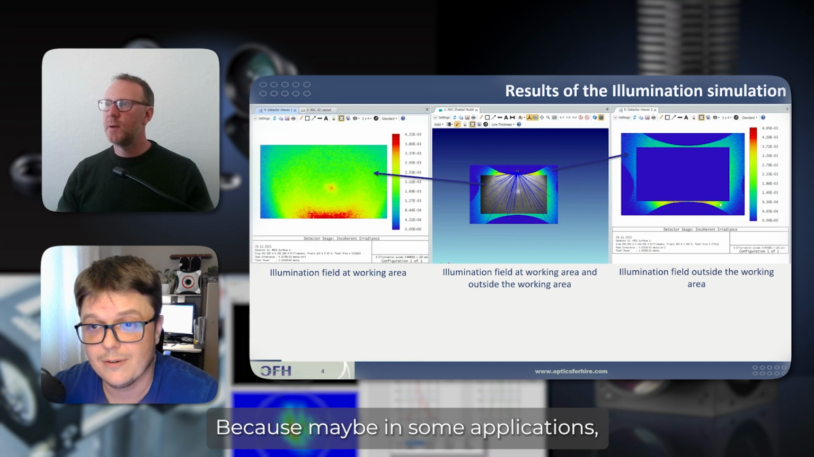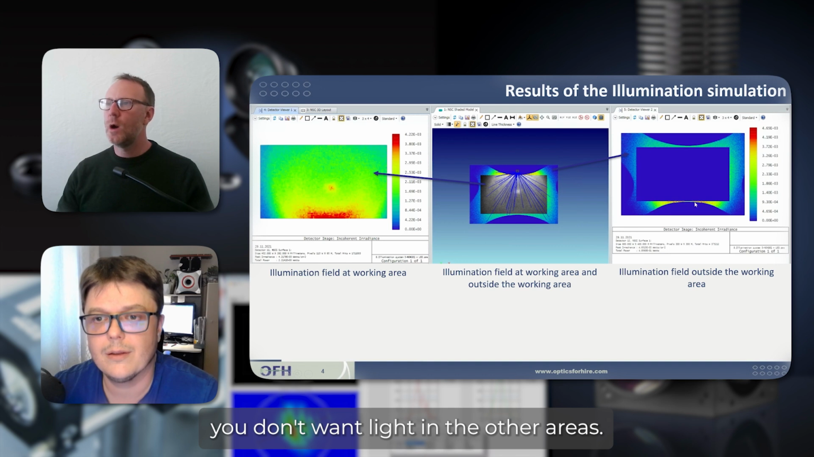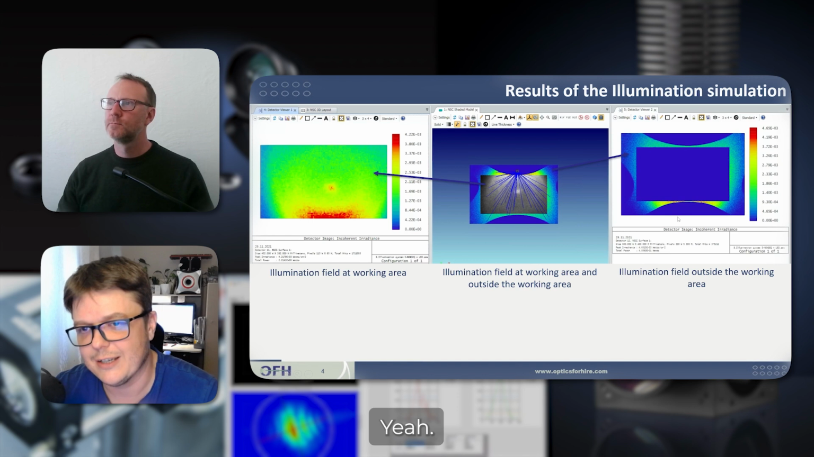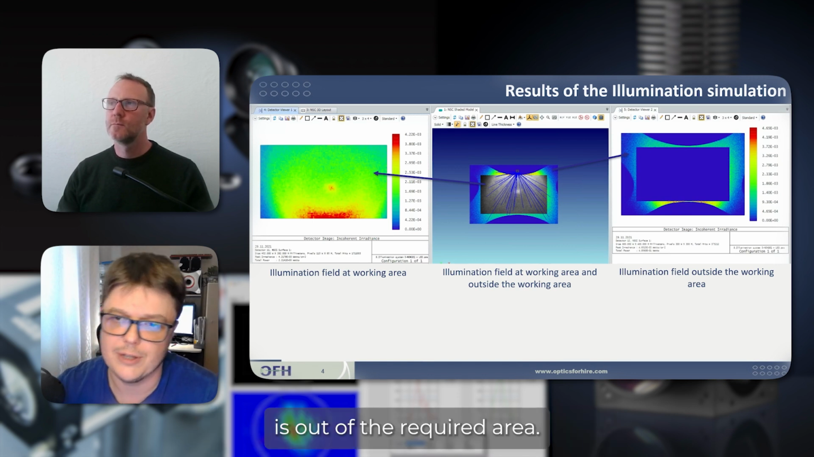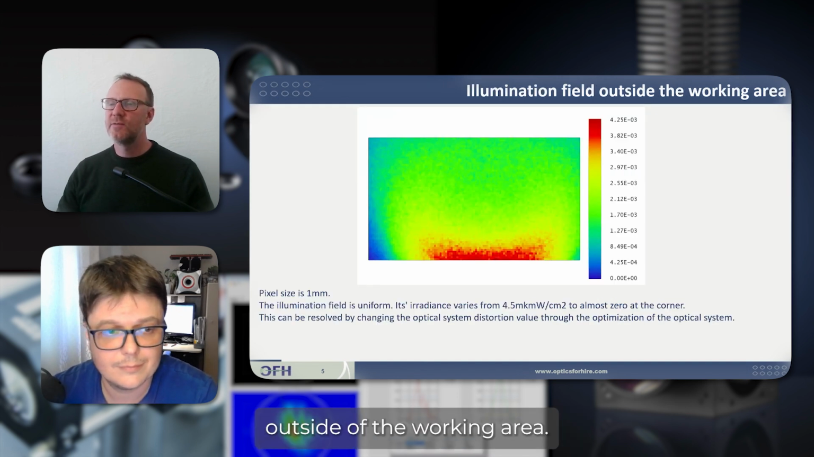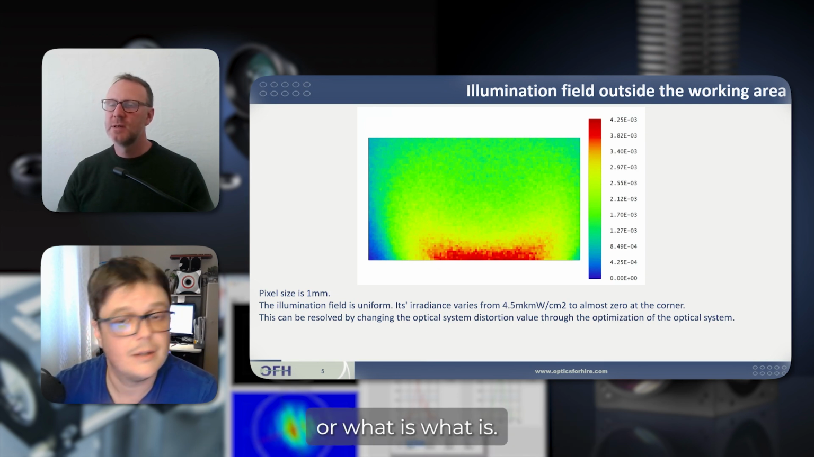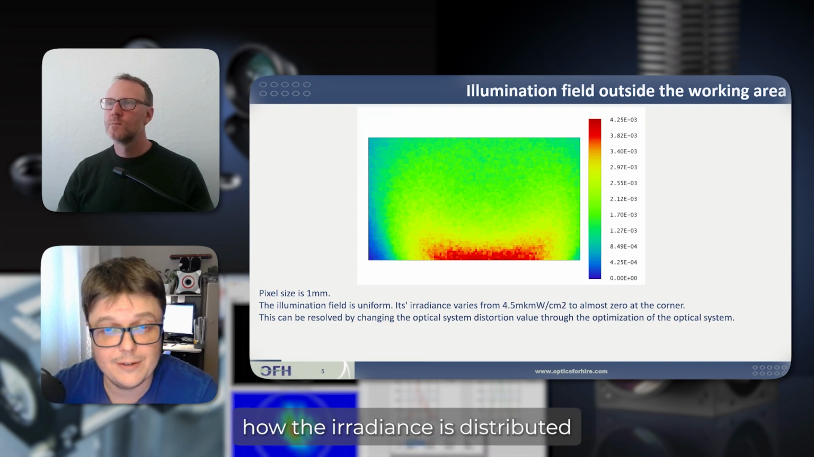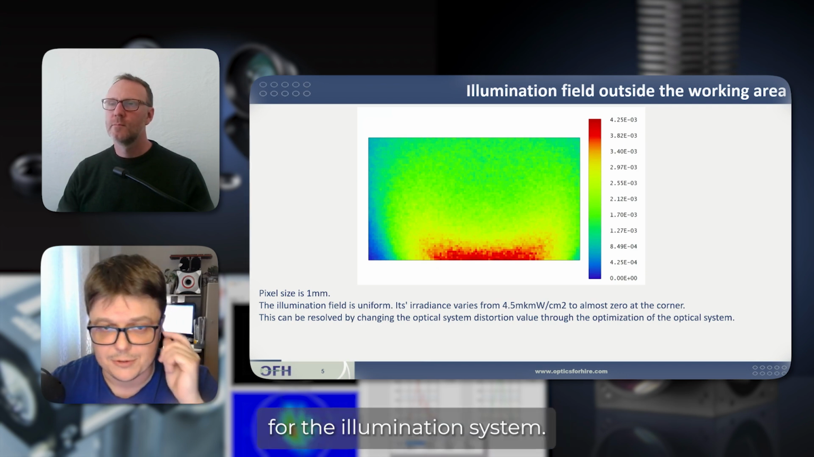Because maybe in some applications, not only is it important to get uniformity in the target area, you don't want light in the other areas. Yes. And they were concerned about light in the other areas. This was an idea, to show what amount of light is out of the required area. Okay. So now this says illumination for the outside of the working area. So this is explaining the same information? This is the same information. We can see closer how the irradiance is distributed relative to the area of interest for the illumination system.